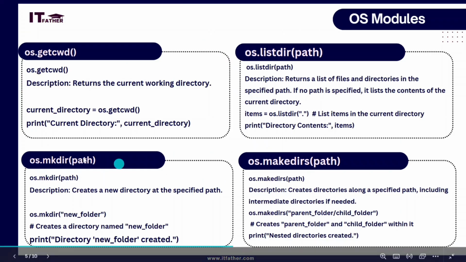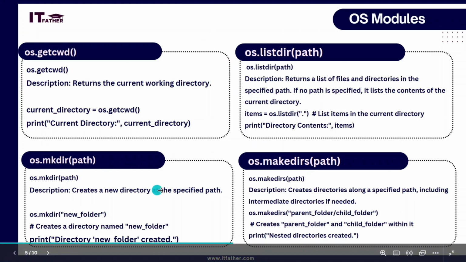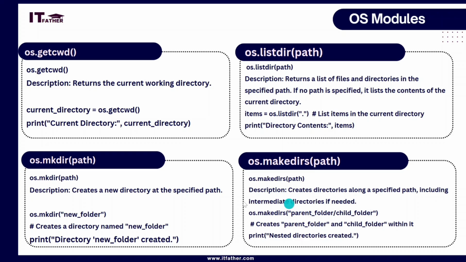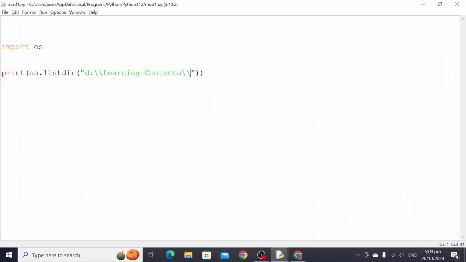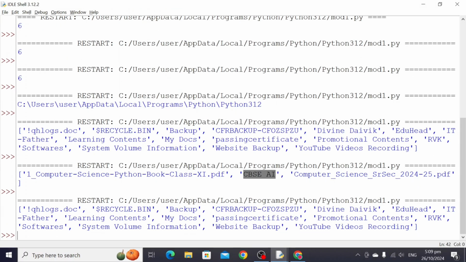Okay, so next we have mkdir, make dir. If you want to create a directory, if you want to create any folder directly from your Python programming, then we can use mkdir. Let's try. We are going to create a folder in the D directory. And right now, if I explore this directory, pressing F5, it is displaying the list of directories.